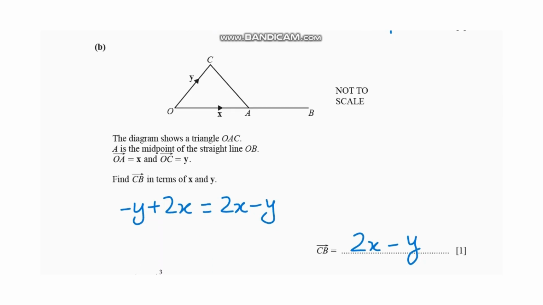Question 16 part B states the diagram shows a triangle OAC. A is the midpoint of the straight line OB. So A is the midpoint of OB, OA is x and OC is y. Find CB. So first we have to move from C to O, that will be minus y. Then from O to A will be x, and again in the question it stated that A is the midpoint. So whatever value it is for OA will be the same for AB. So over here it will be 2x. So 2x minus y. That will be the final answer.